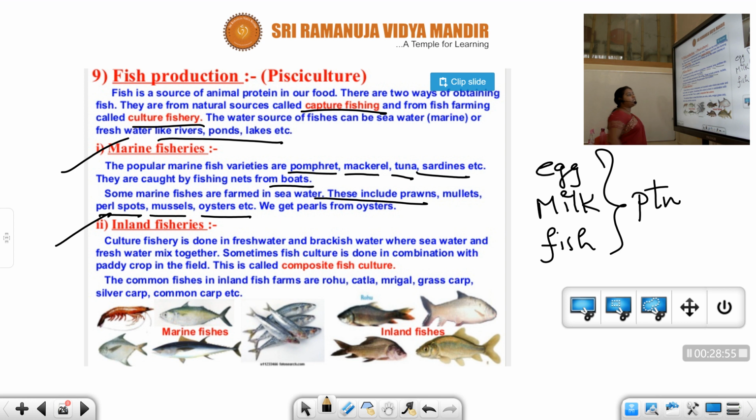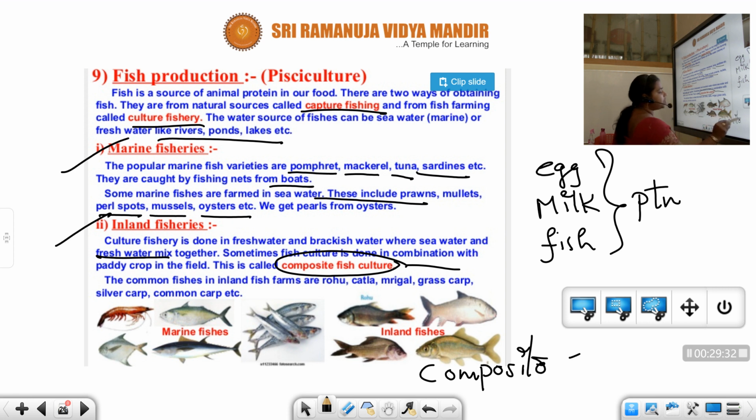Okay, inland fisheries. Culturing of fishes in fresh water or brackish water is called inland fishing. Brackish water means where seawater mixes with fresh water; that particular area is called brackish water. Sometimes fish culture is done in combination with a crop, like a paddy crop, which is called composite fish culture. Along with fish culture, we have to take care of the crop cultivation also. That particular process is called composite fish culture. What is that, students? Composite fish culture.